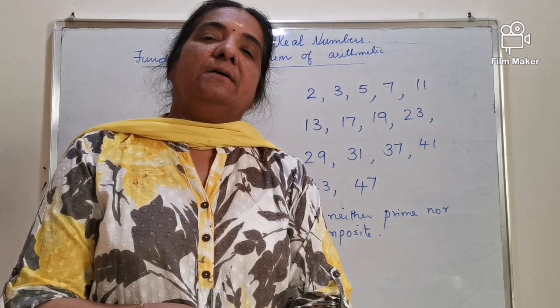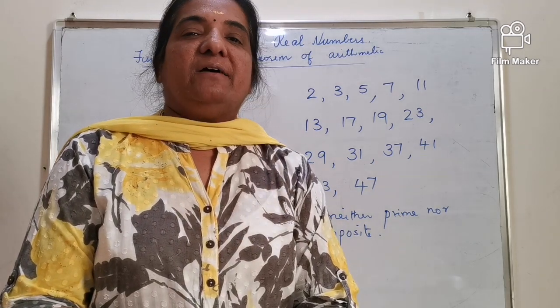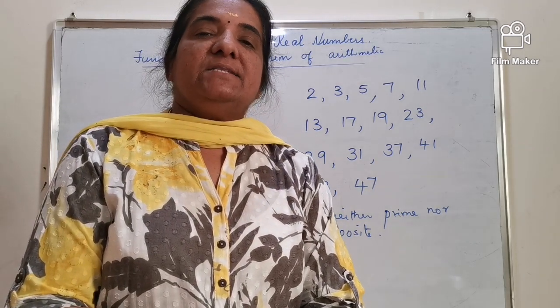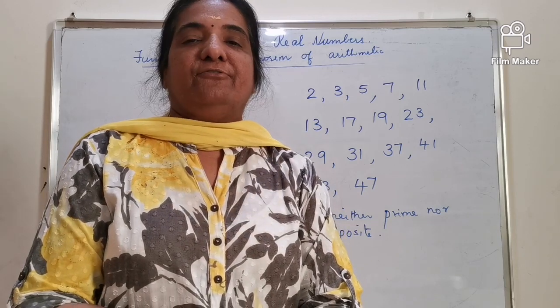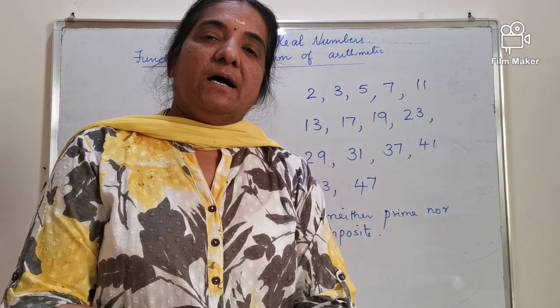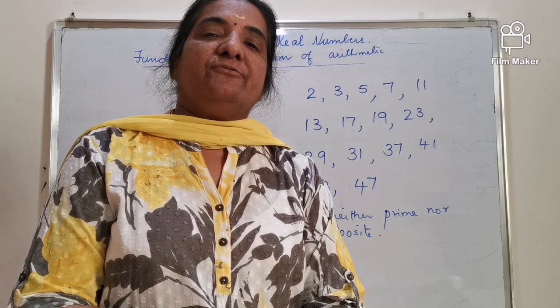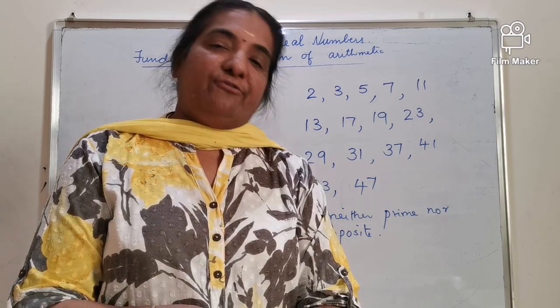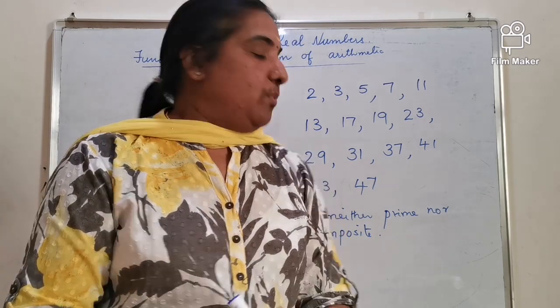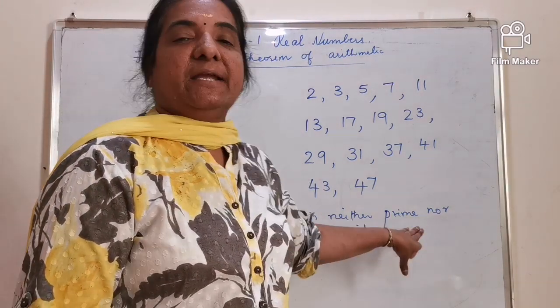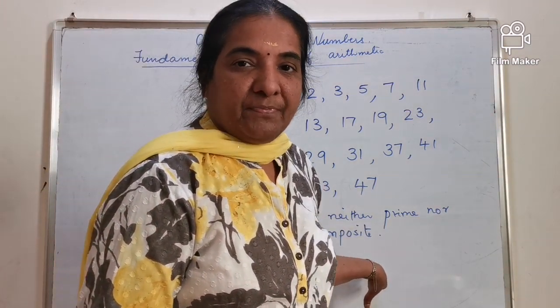Prime numbers are those numbers which have factors as 1 and itself. Composite numbers are those numbers which have more than 2 factors. 1 is neither prime nor composite.